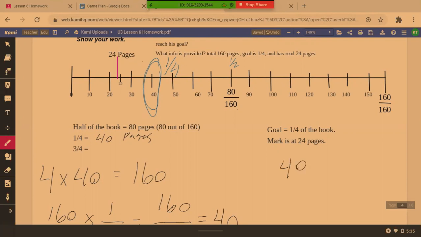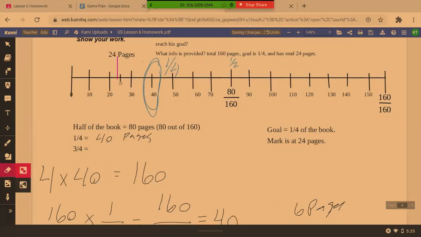His goal is to get to 40 pages, but he's currently at 24 pages. So how many pages left until he reaches his goal? We're going to subtract that, and we know he needs to read 16 pages to reach his goal. Okay, we figured out the question.